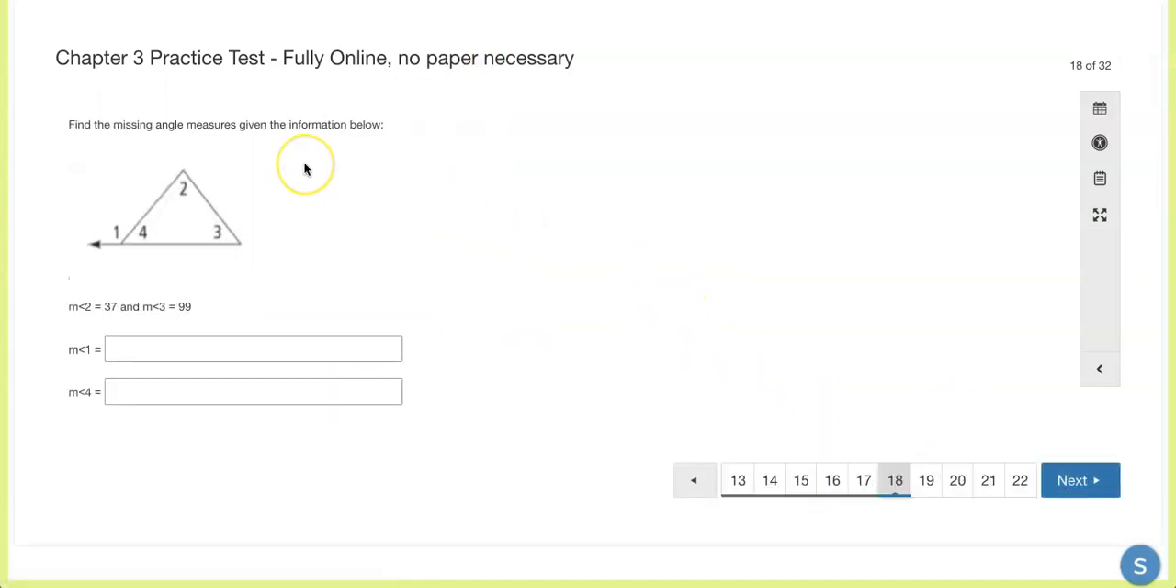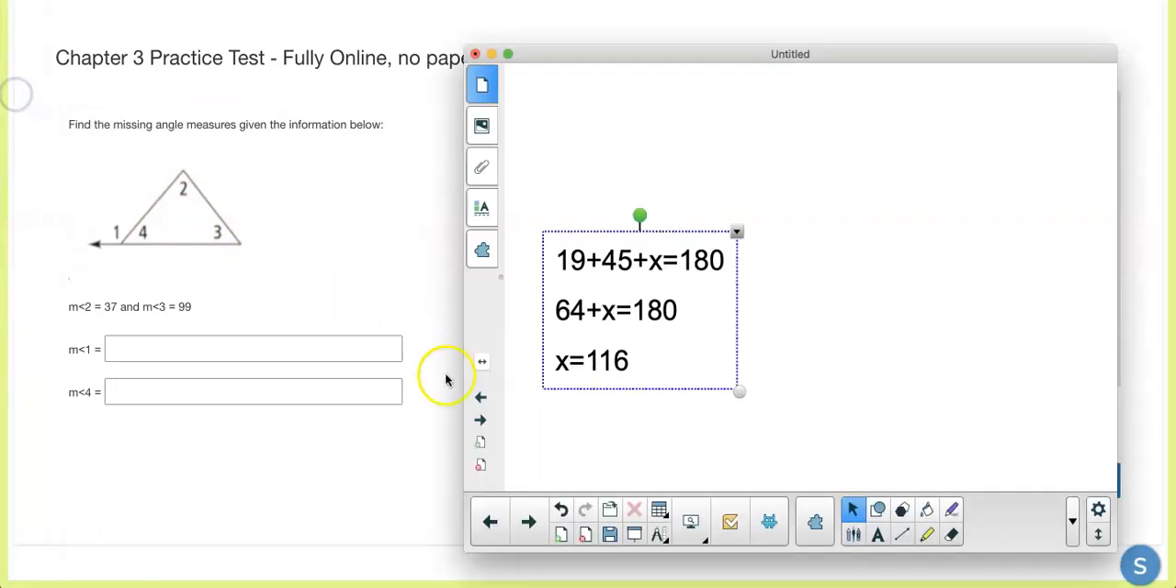Now with number 18, they're going to give you an angle on the outside. Maybe that's what you're looking for. But outside angles are equal to the two remote interiors added up. So 1 is equal to 2 plus 3. And then you can do 4 a couple different ways. We'll get that in a second.